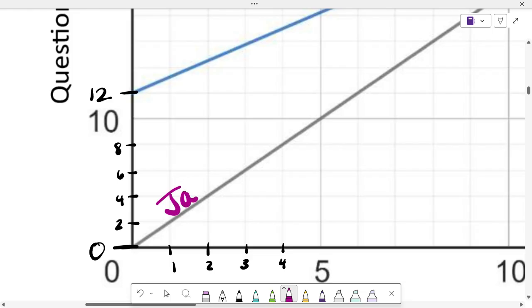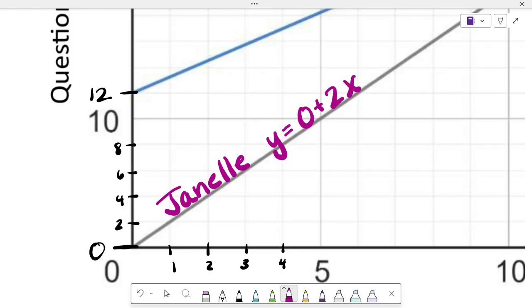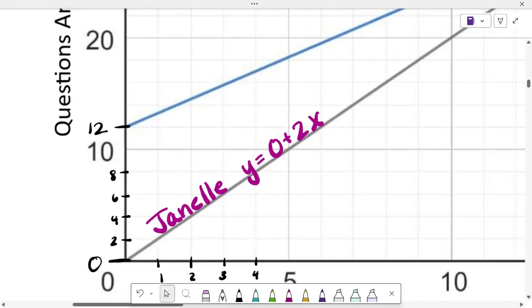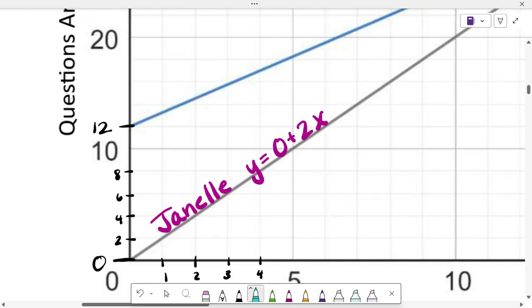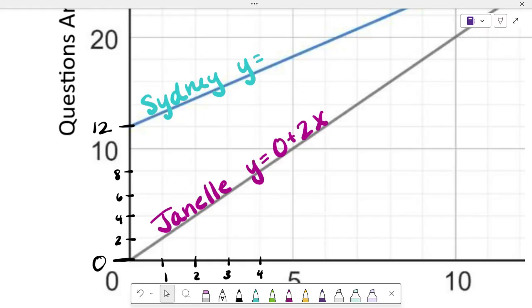Janelle is this one here that starts at 0. So let's label it with her name and her equation. Sydney's is the one that starts with 12. So on the blue line, or the one that starts at 12, we've got Sydney and y equals 12 plus 5/4 x.